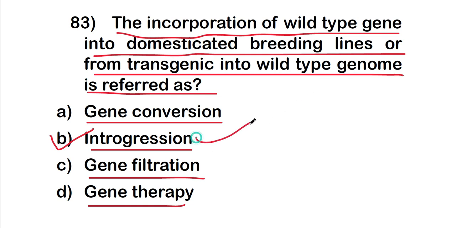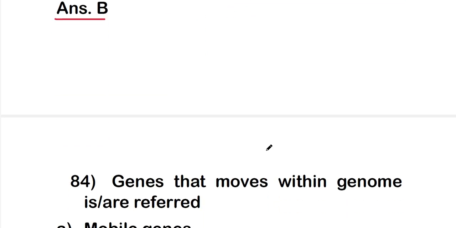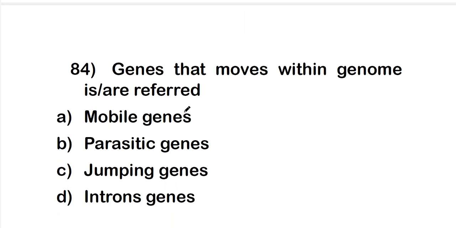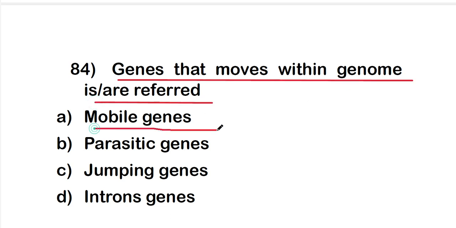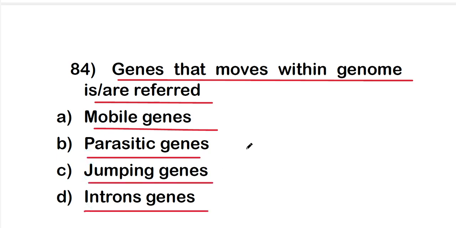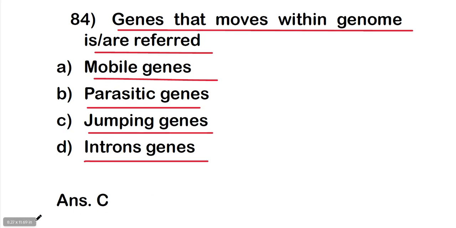as introgression. Okay, so next is question number 84, that is genes that move within genome are referred to as option A mobile genes, option B parasitic genes, option C jumping genes, option D introns genes. So the right one is option C, that is jumping genes. So the genes that move within genome are referred to as jumping genes.